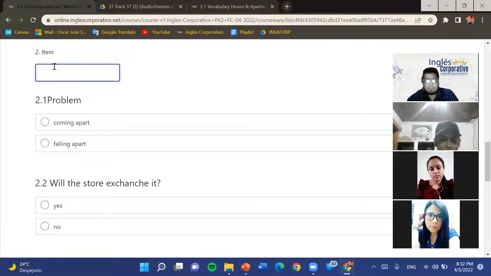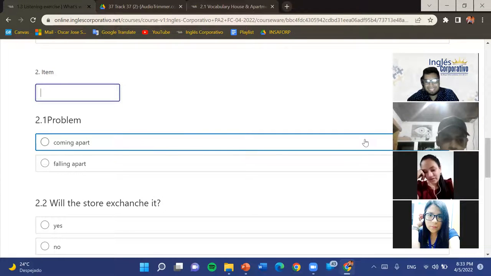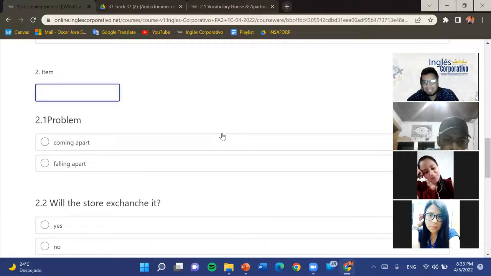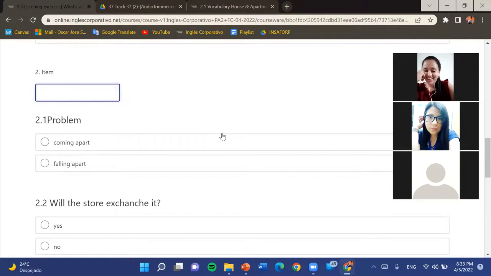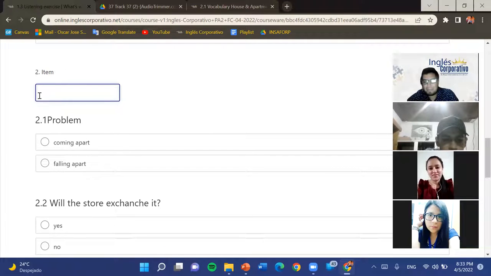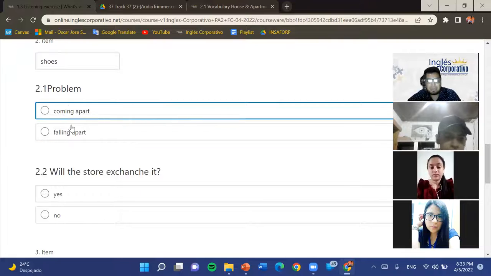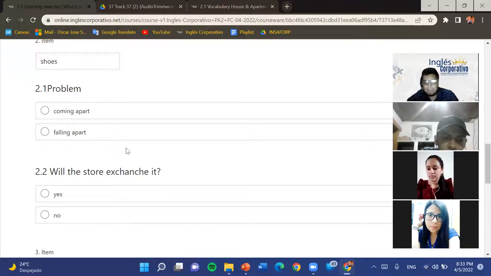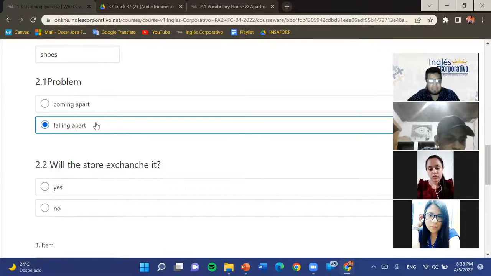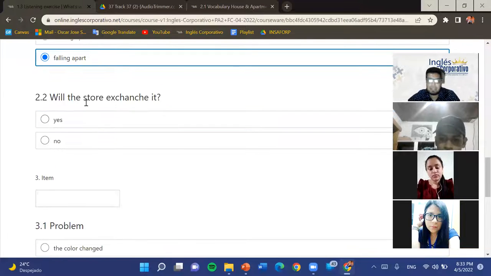Okay, what about the second problem? What was the item mentioned in it? Do you remember, Melissa? No, teacher, only the problem number 3. Okay, solo al 3 le prestaron atención. So what about you, Joel? I think you remember, right? Yes, shoes. So the item, very simple, we're gonna leave it as shoes. Okay, what was the problem? Was it that they were coming apart or was it that they were falling apart? Falling apart. They are falling apart. All right, very good. So the shoes were falling apart.